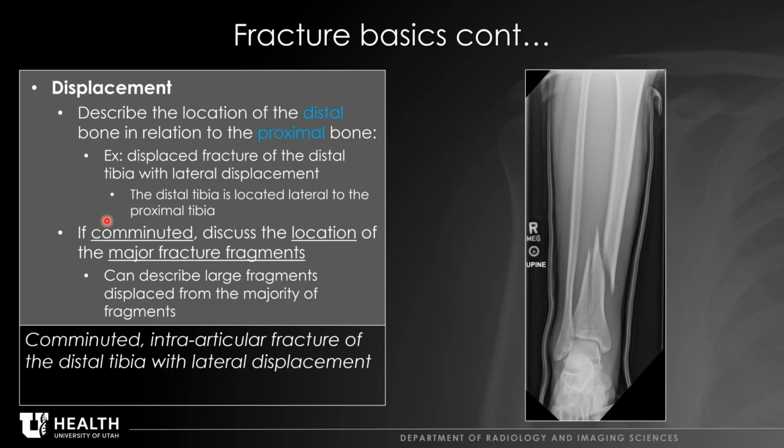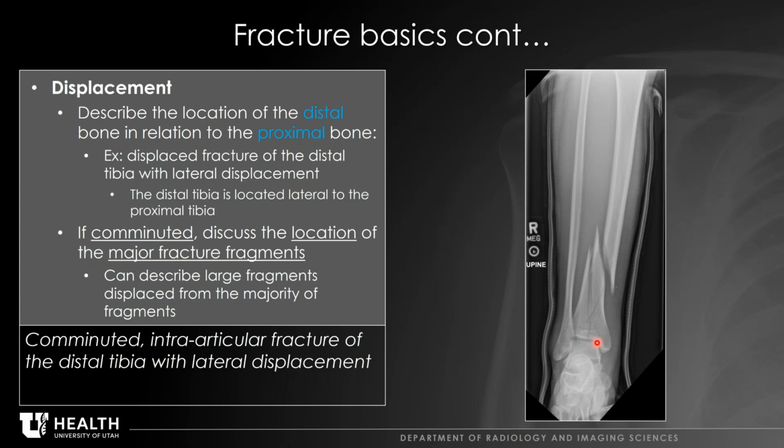So basics, when we talk about displacement, we're describing the location of the distal bone in relation to the proximal bone. So on this example right here, this is a comminuted displaced intra-articular fracture of the distal tibia, and it shows lateral displacement. So here's the proximal tibia here, and then the distal tibia is displaced laterally this way. And then you can see this line right here coming down to that joint line, to the tibial plafond, and that's why it's an intra-articular fracture.